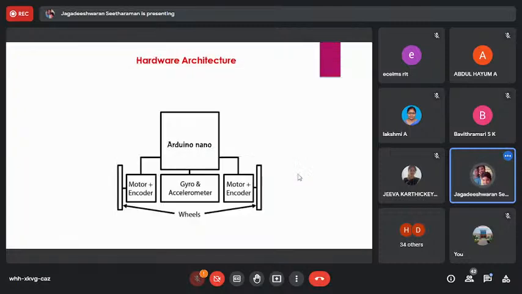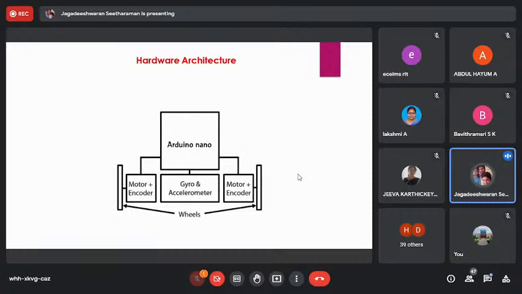Okay, let's move on to the next topic, which is the hardware architecture. An illustration of the hardware used is described in the diagram. The two DC motors are rigidly attached to the ATmega328 microcontroller. The gyroscope and accelerometer are mounted on that unit between the wheels connected to the DC motors. The motors have built-in encoders that enable reading the position of the robot.